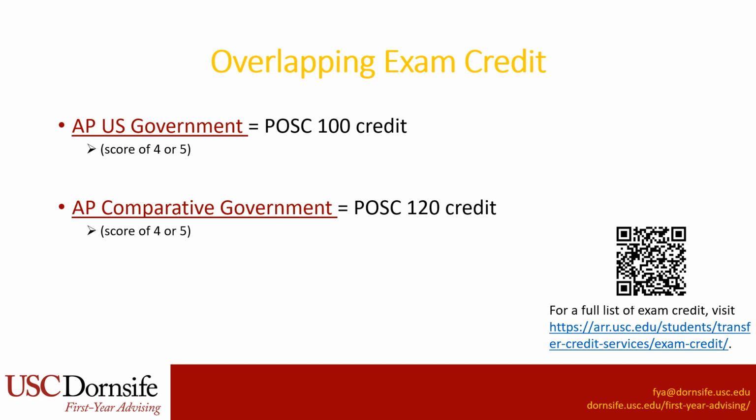If you are bringing in a score of a 4 or a 5 on AP Comparative Government, this will also earn you a poli-sci 120 credit, which will also give you one of the lower division required classes as well. So if you are bringing in both AP US Government and AP Comparative Government, then essentially you have already completed your 2 lower division classes required for the major. So you could potentially move on to an upper division class for your first semester.